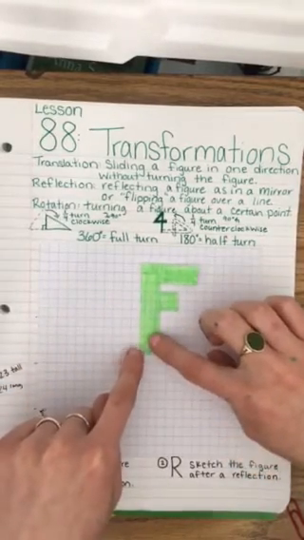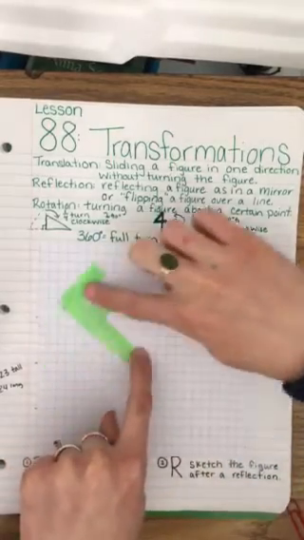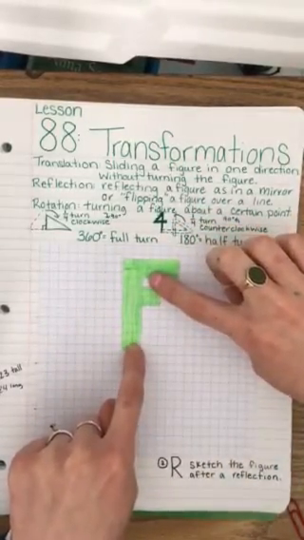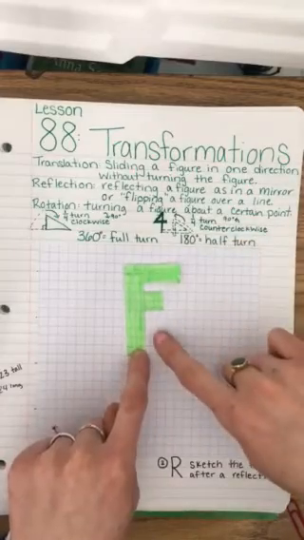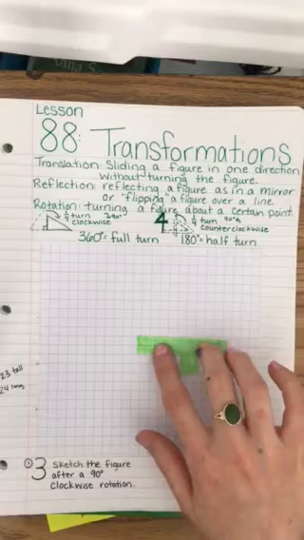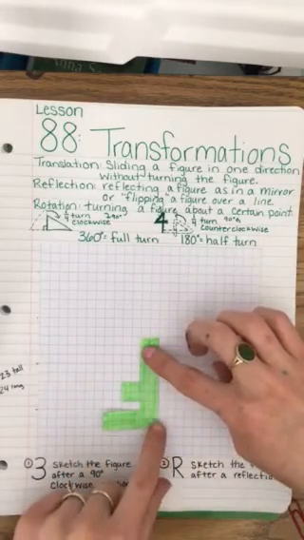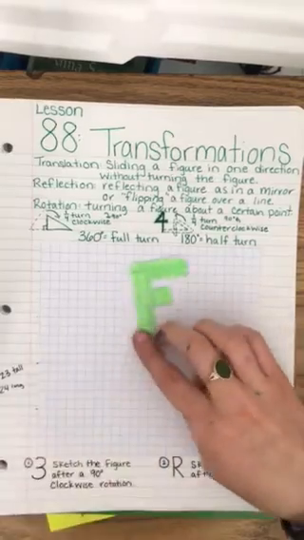A full turn, watch this 360-degree turn. And it stops exactly the same place that it started, okay? 360 is a full turn. A fourth of a turn like that is 90 degrees, and a downward turn like that is 180 degrees.